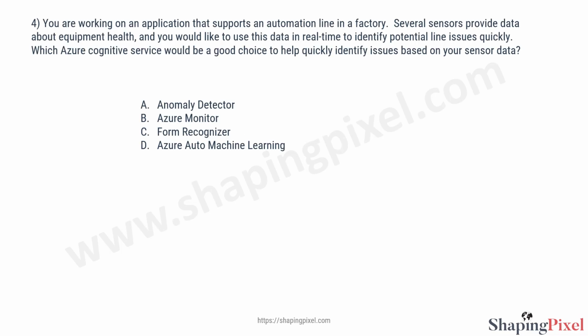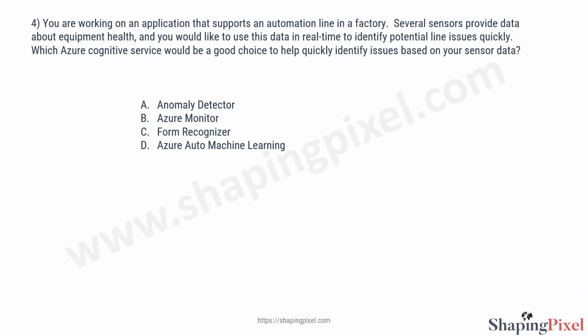Question number 4. You are working on an application that supports an automation line in a factory. Several sensors provide data about equipment health, and you would like to use these data in real time to identify potential line issues quickly. Which Azure Cognitive Service would be a good choice to help quickly identify issues based on your sensor data? And we have four options.